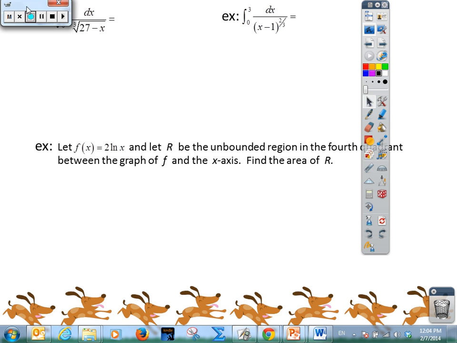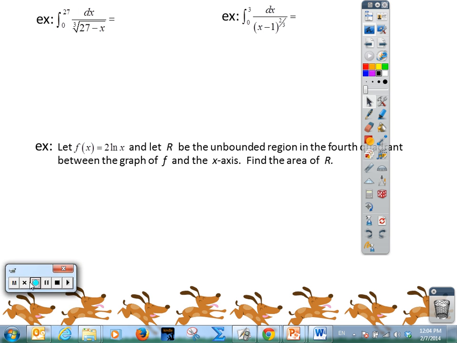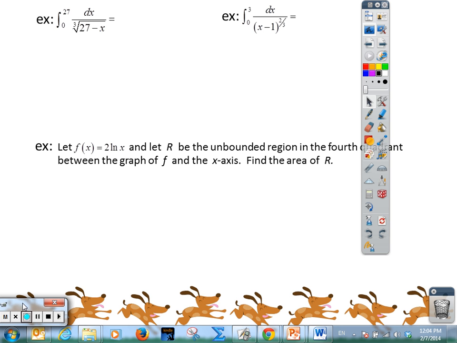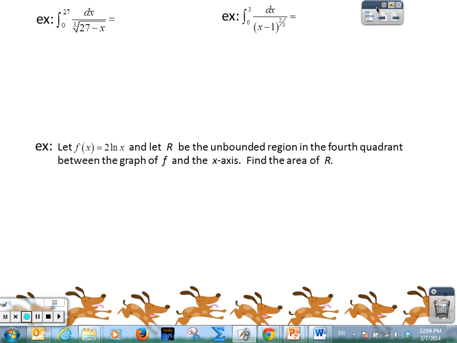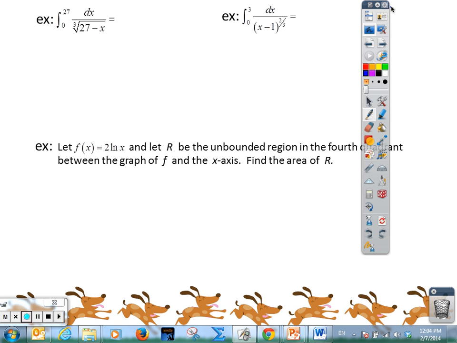All right, let's look at that first problem. Okay, so this one, let's see if we have any issues here. Yeah, on this one we have an issue on the upper bound, don't we? If I put a 27 in, that's bad news. So we're going to use our definition from yesterday to rewrite.